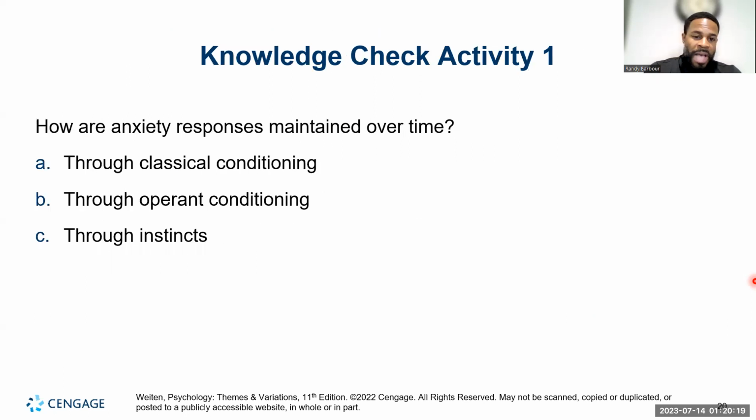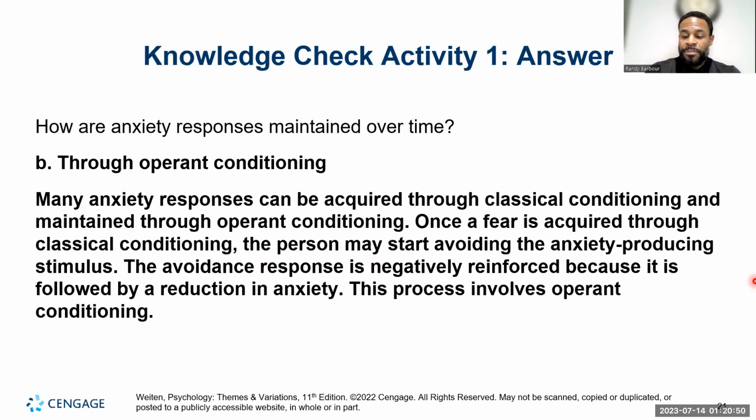Okay. So as a knowledge check, and we just talked about this before, it says, how are anxiety responses maintained over time, right? So if we look at the example, the child was bitten by the dog, which created fear and anxiety in the child, right? And now the child stays away from dogs to avoid any anxiety or fear, right? So how are anxiety responses maintained? Again, they are maintained by and through operant conditioning, okay?